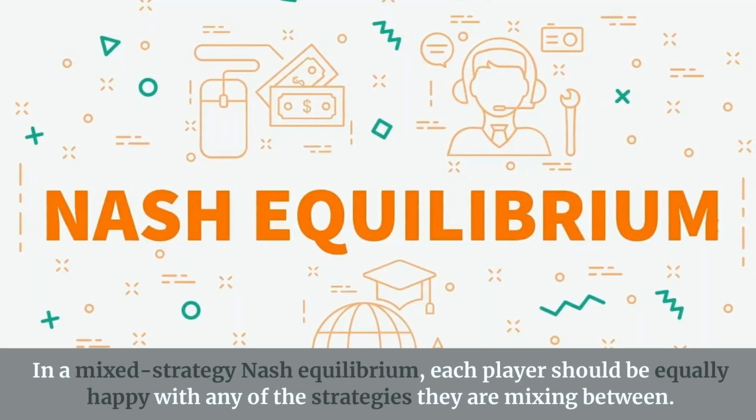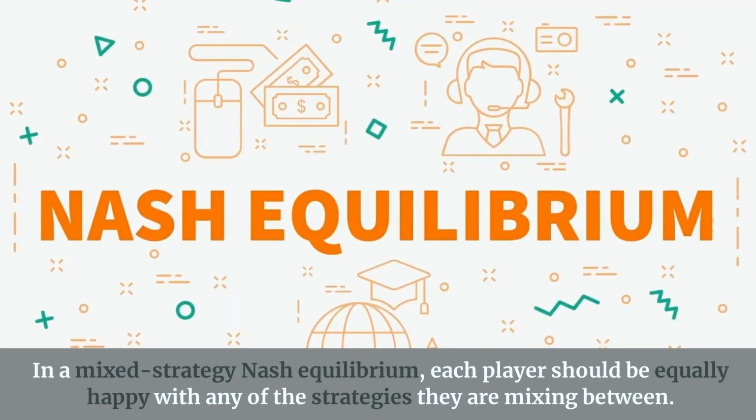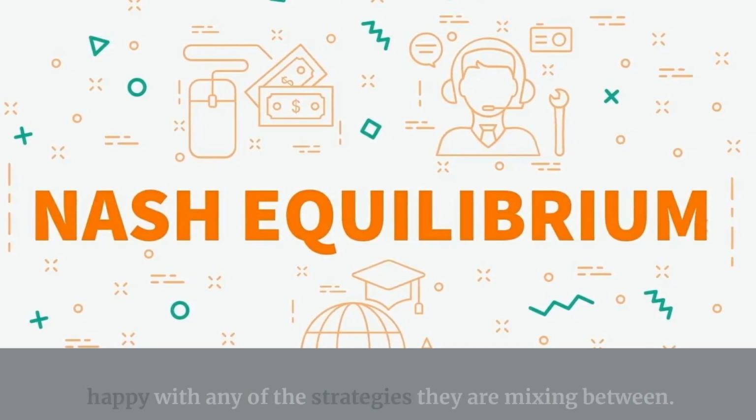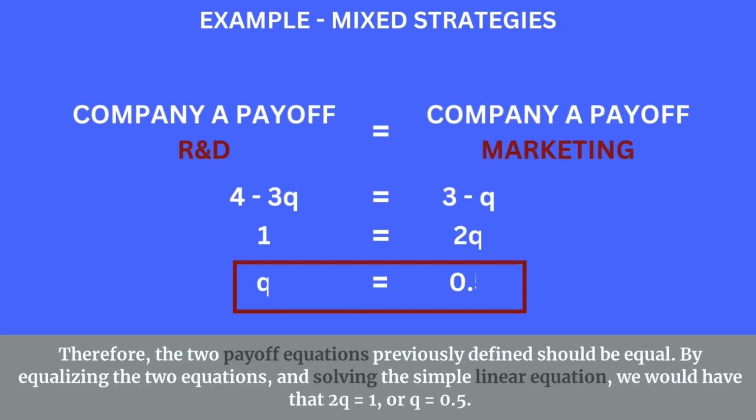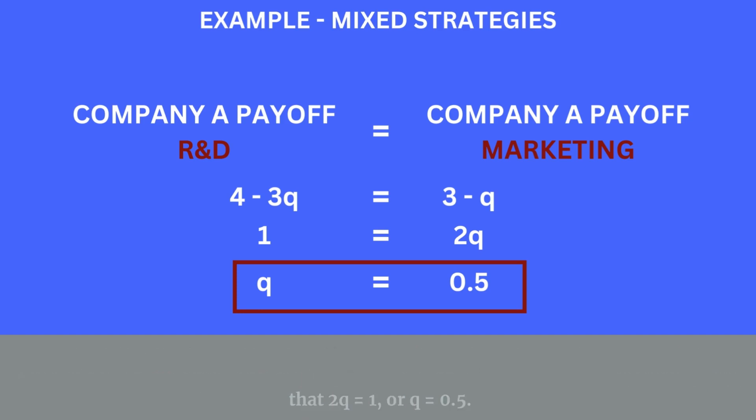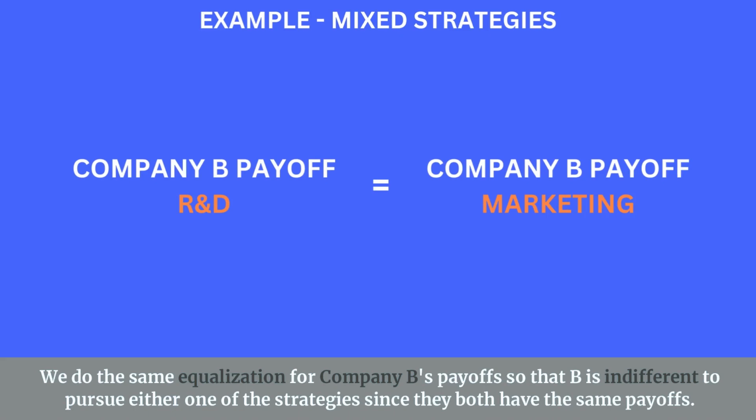In a mixed strategy Nash equilibrium, each player should be equally happy with any of the strategies they are mixing between. This means that the expected payoff of company A choosing R&D should be the same as choosing marketing. Therefore, the two payoff equations previously defined should be equal. By equalizing the two equations, and solving the simple linear equation, we would have that 2Q equals 1, or Q equals 0.5. We do the same equalization for company B's payoffs so that B is indifferent to pursue either one of the strategies since they both have the same payoffs.